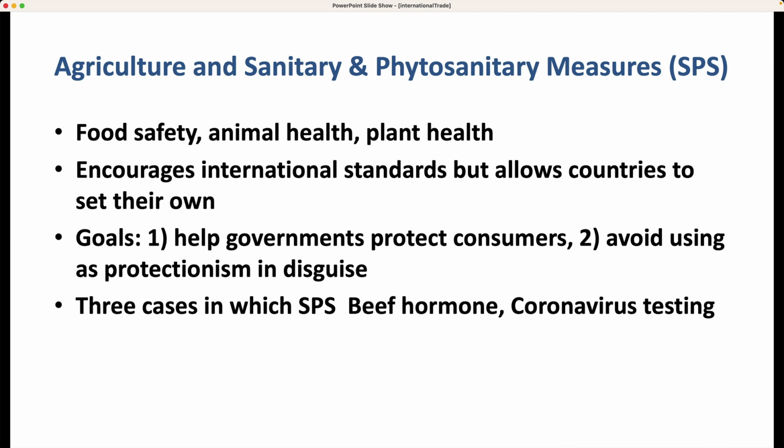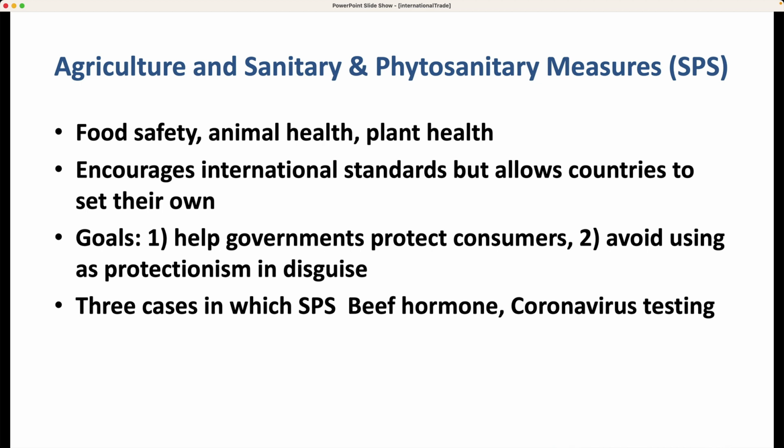There are international standards for SPS, sanitary and phytosanitary measures, but each country is allowed to set their own. One of the goals of those is to, again, help government protect their consumers, but countries can also use those as a protectionist measure in disguise.